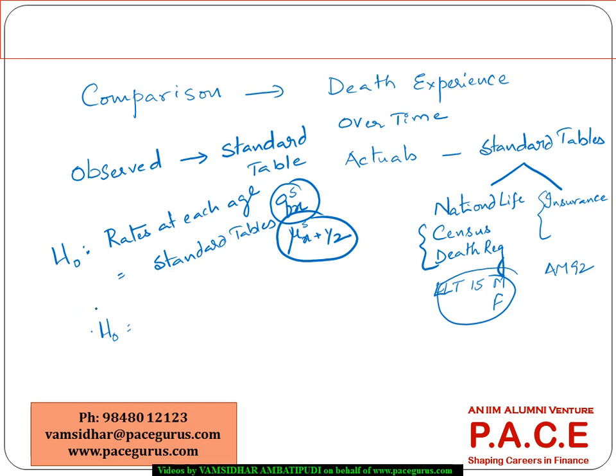So again, if I am comparing the actual rates with the graduated rates at each age, they are more consistent with the graduated rates. The graduated rates are typically denoted as qx with a circle on top of it, and mu x plus half with a circle on top of it. This is a comparison with respect to the graduated rate.